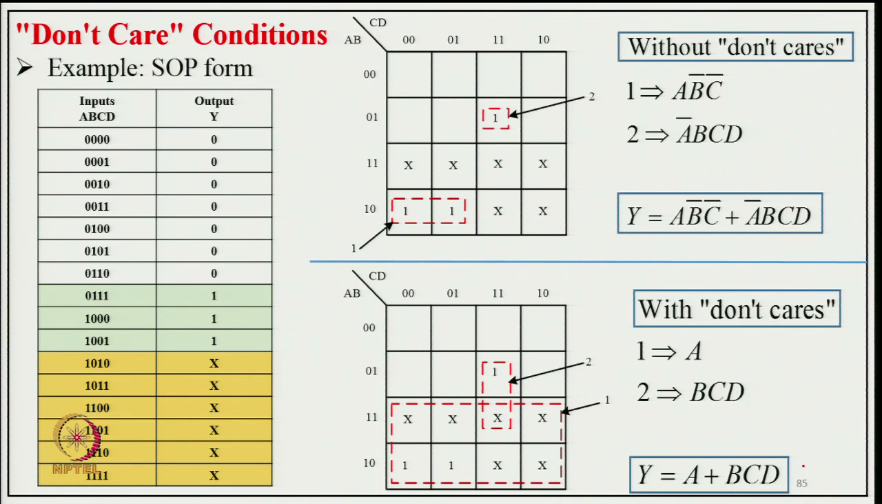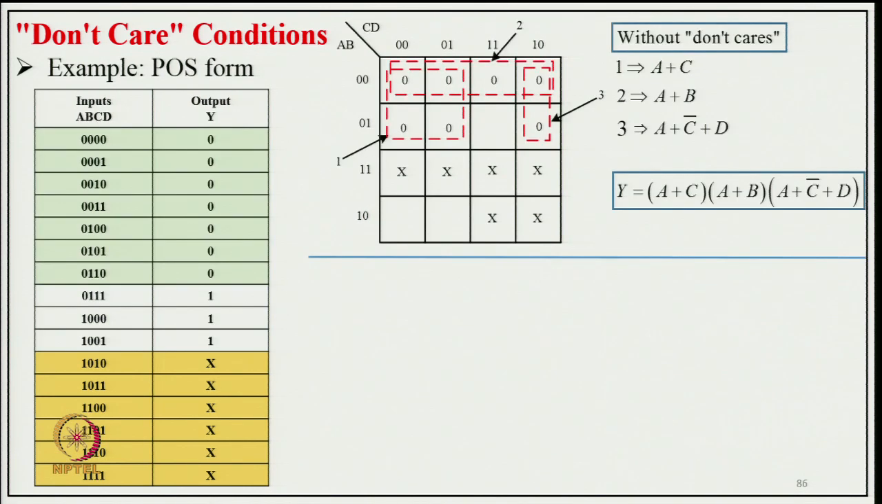In place of this is the short form which we are getting from this Karnaugh map, and certainly it will need fewer logic gates.